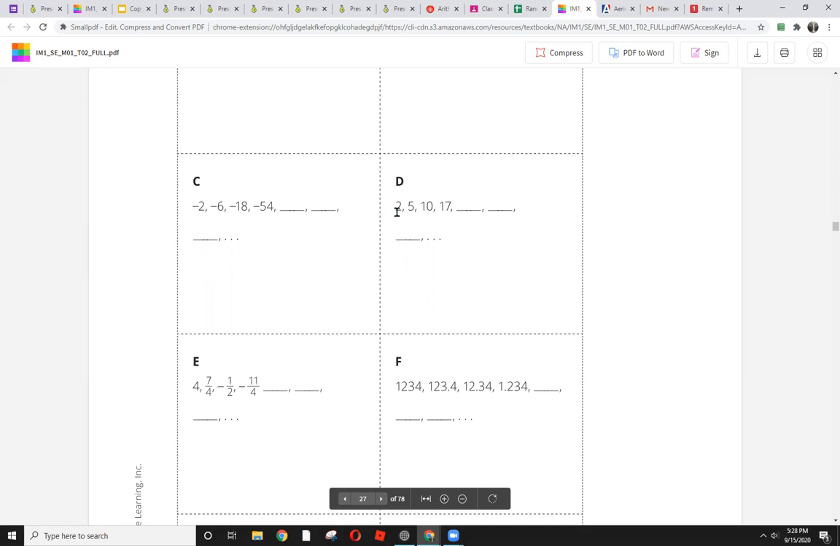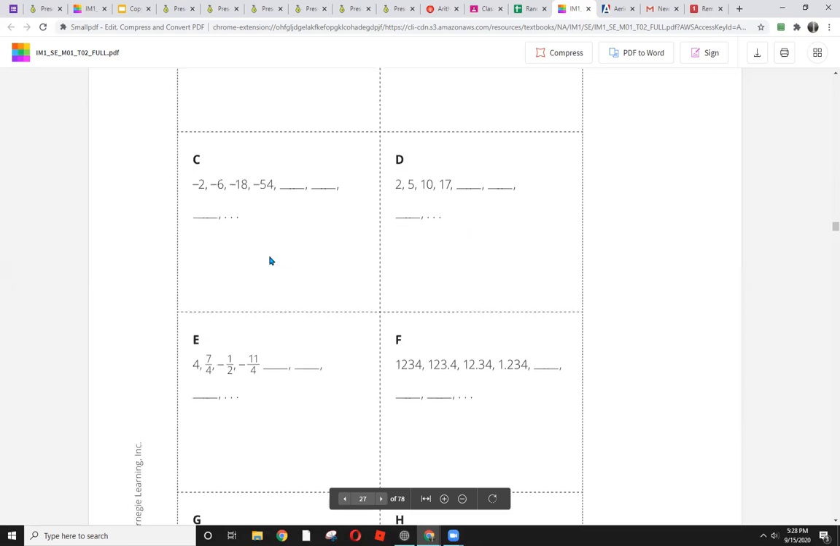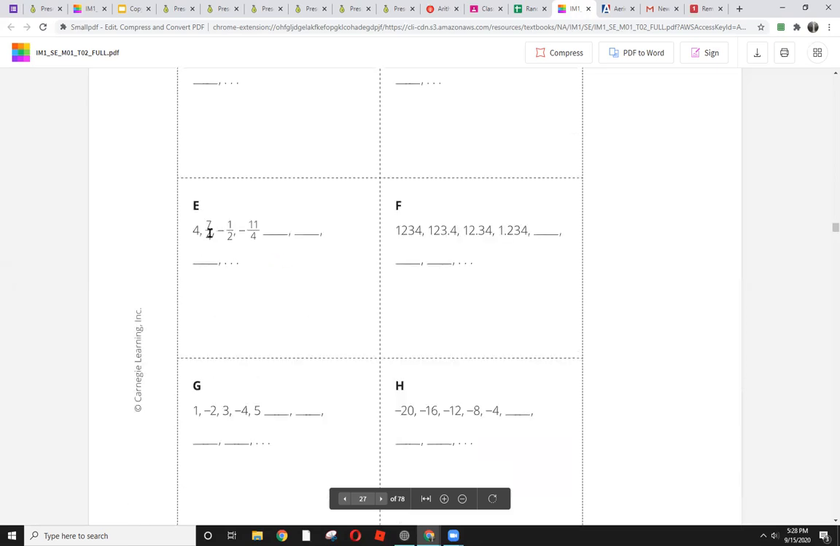D, we're adding 3, then 5, then 7. Even though we're adding, we're not adding the same amount, so it's not an arithmetic sequence. E, we are subtracting -9/4 every time, or adding 9/4. So you are adding the same amount all the time, even if it's negative. So E is an arithmetic sequence.